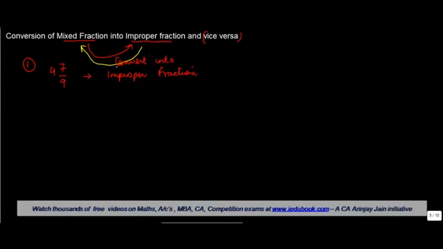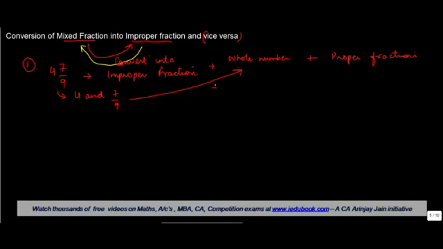Now basically, if you remember, I told you that a mixed fraction is a combination of a whole number plus a proper fraction. So by 4 and 7/9, what I mean is I read this as 4 and 7/9, which is nothing but 4 is the whole number here, so I write it as 4 plus 7/9, right?